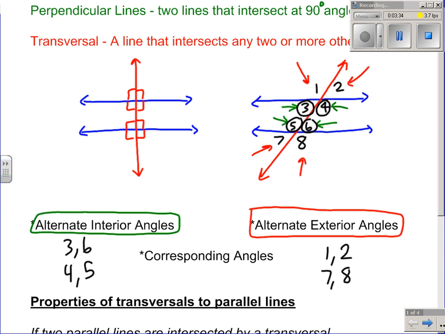And then corresponding angles are angles that are equal, and in this case, the angles that are equal are 1 and 4, 5 and 8, all of those are equal. And then 2, 3, 6, and 7 all correspond and are equal to each other.